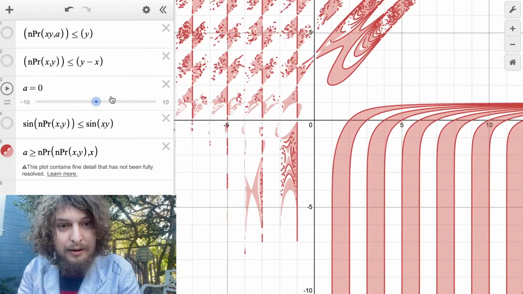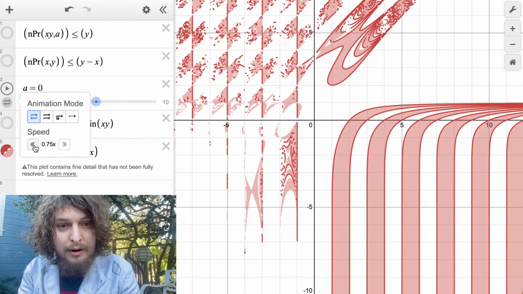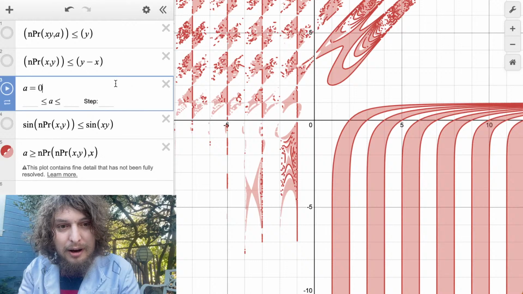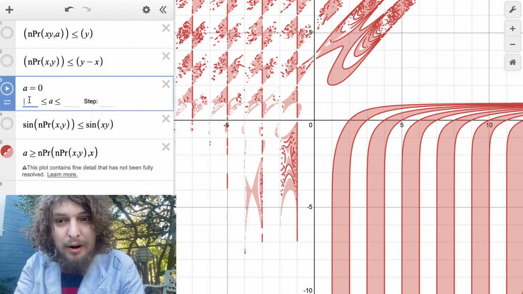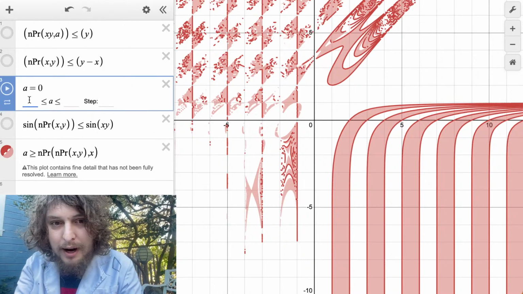And while I do that, we can watch a little animation. We should have our animator ready on our A. We want to make it really slow, and we want to give it really small steps in a manageable range.